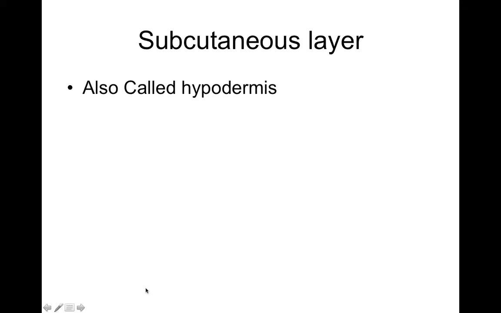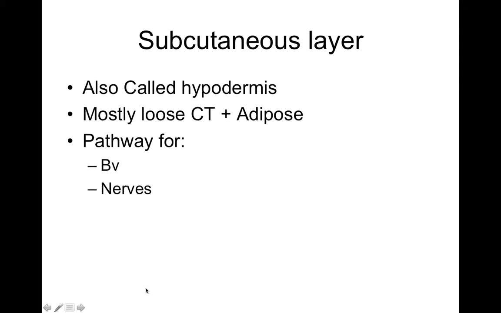Subcutaneous layer, also called the hypodermis, mostly loose connective tissue and adipose. Remember, there's also going to be areolar tissue somewhere in there. And the hypodermis just allows a place for the blood vessels and nerves to pass through, and also some insulation from the adipose.